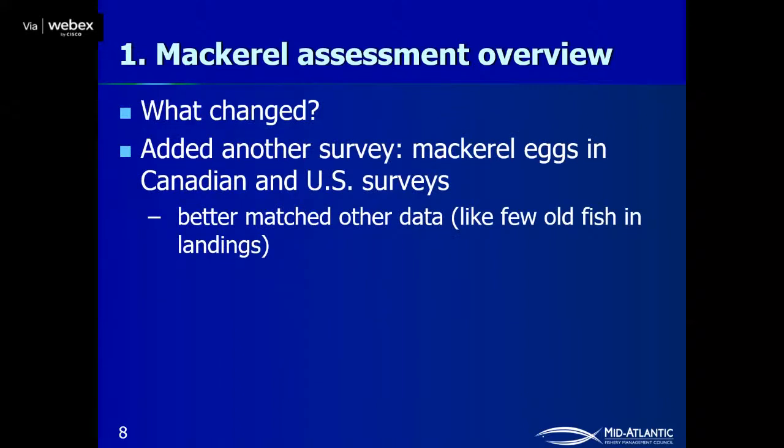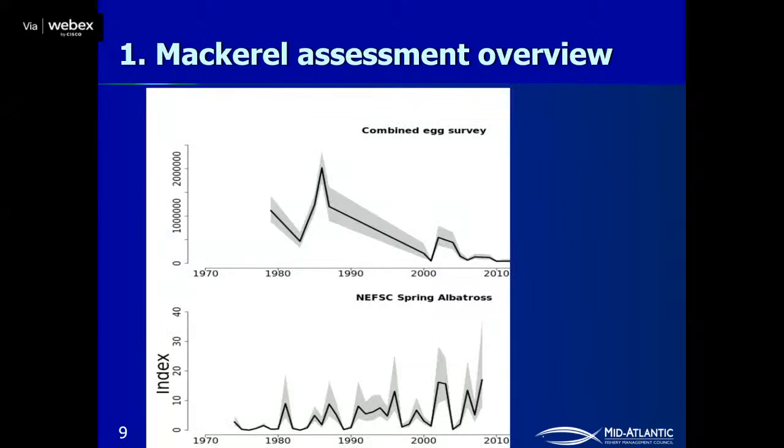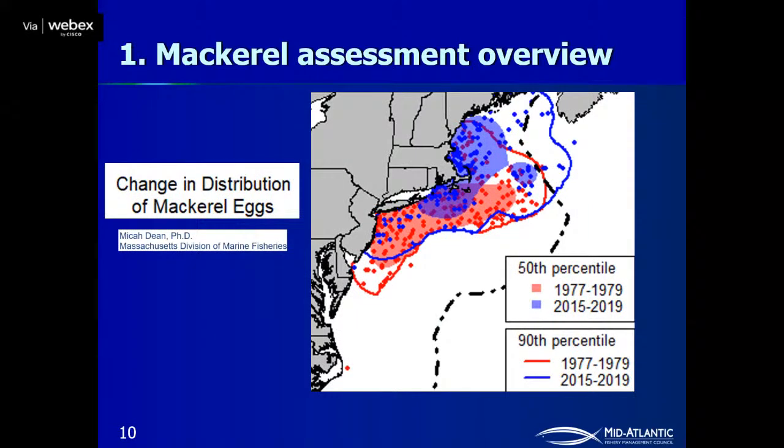So what changed? Well, we added another survey. Mackerel eggs in Canada and the US, combined into a new survey. And lo and behold, it matches all the other data, like not seeing old fish in the landings, a lot better than what we had been using, which is on the bottom there. That's the spring albatross survey. And then on the top is the new combined egg survey. The earlier assessment models were looking at the albatross, a little jittery, but trending up through that time series. It was not matching the disappearance of older fish in the landings, and was not matching this new egg survey we have constructed. Some of those lines are playing connect the dots. There are some missing years in there, but you can see where the trend is on that egg survey. And that led us to where we are.